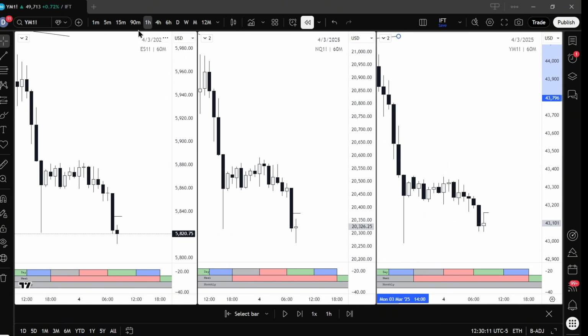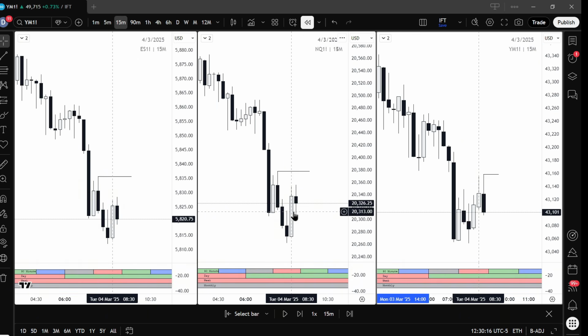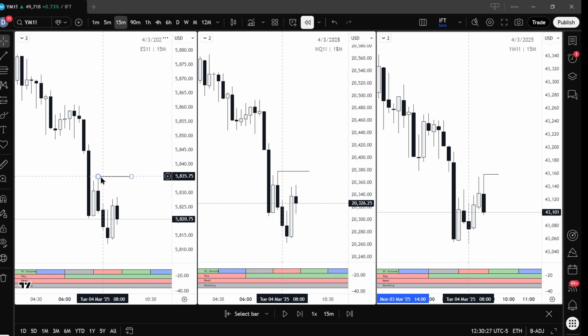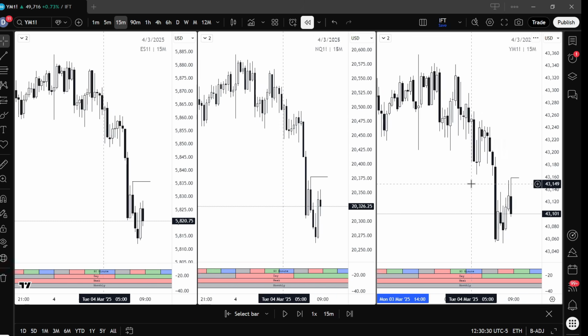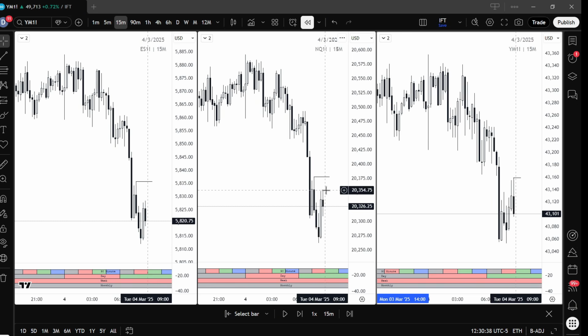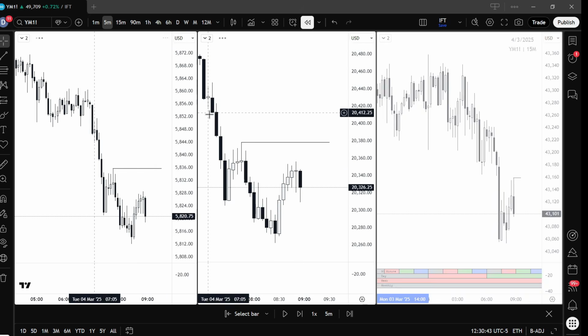Starting on the M15, what I do when I am about to enter the New York session's Q3 of the 90-minute cycle is start to mark out the highs of the 90-minute cycles as well as the highs of the London session. But I'm not going to do that here because these are the highs that this day used. So we go to the 5-minute time frame.